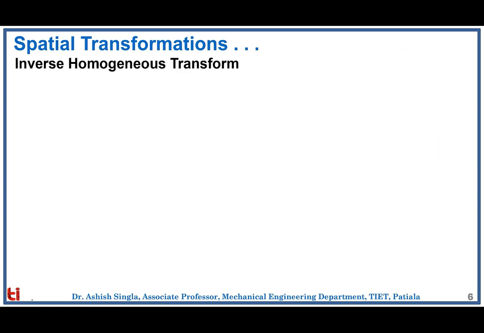Next comes the inverse homogeneous transform. The inverse homogeneous transform means that if we already know the original homogeneous transform, that is the transformation of frame B with respect to frame A, now we are interested in finding out the description of frame A with respect to frame B. So this is the inverse transform, which shows the transformation from frame A to frame B, which is the inverse of the original transformation matrix.